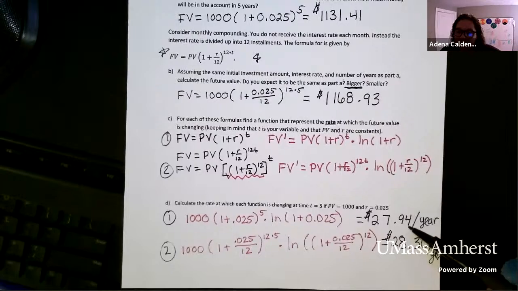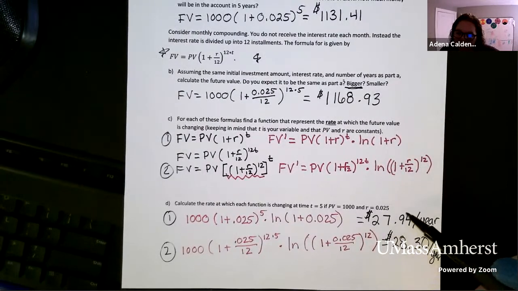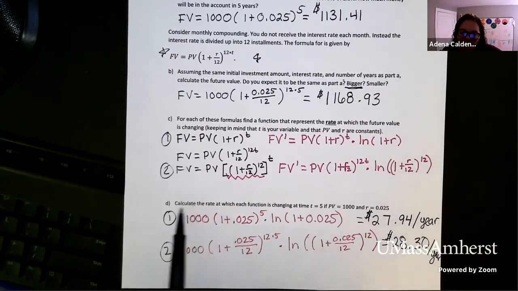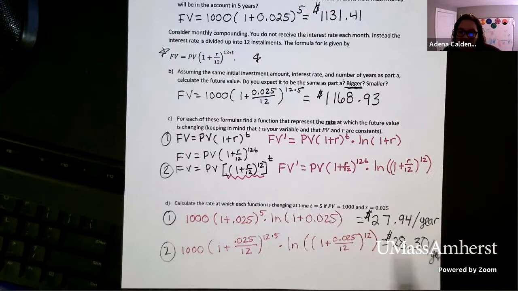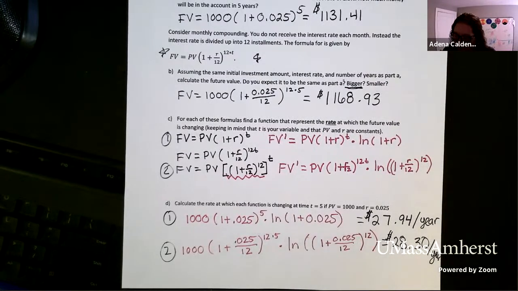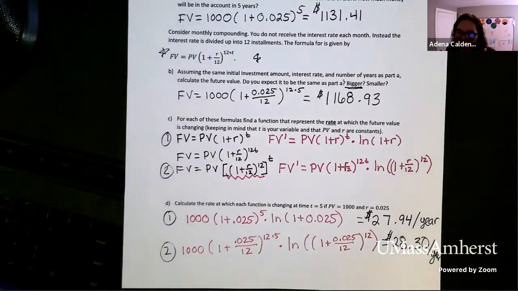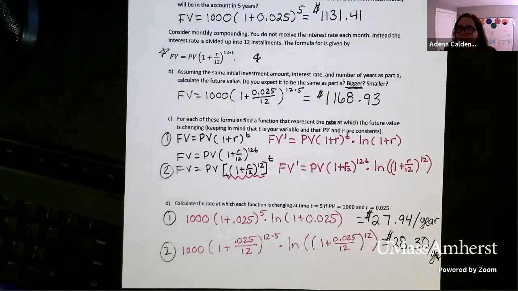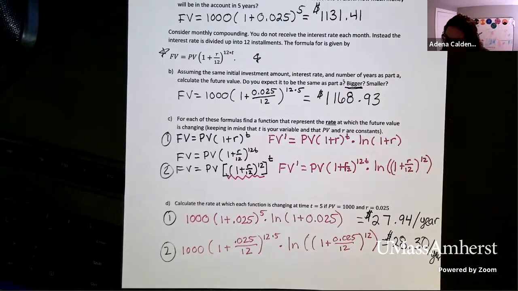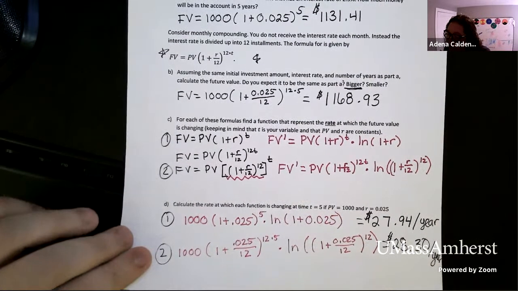So my investment is increasing by $27.94 per year with annual compounding, and it's increasing by $28.30 per year with monthly compounding. So it's increasing at a higher rate when I'm compounding more quickly. Okay, so there's a lot of algebra, derivatives, all these things sort of put together in a context, and hopefully you can see why we might need to know these derivatives to talk about analysis in business. This is just one example of many. Okay, so that's our last example for today.